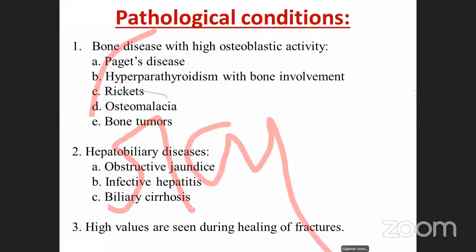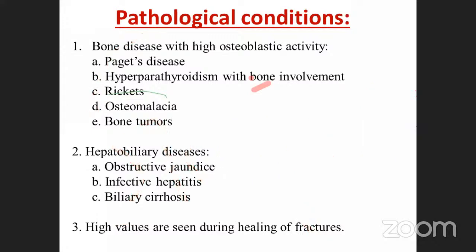Third is rickets. Demineralization is there, or bone formation is impaired. Then osteomalacia and bone tumors. In that condition, some amount of phosphorus enters into the serum from bone. Hence, serum phosphorus level is increased. The next is related to hepatobiliary disease. First is obstructive jaundice.